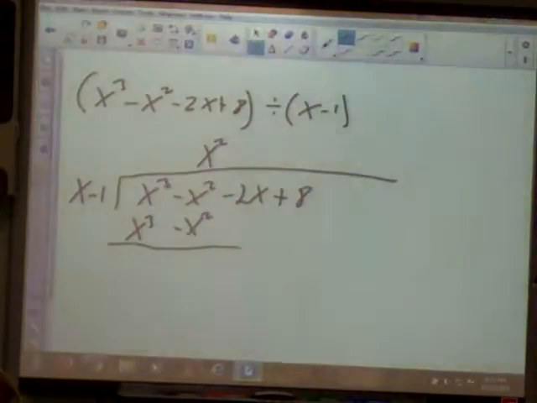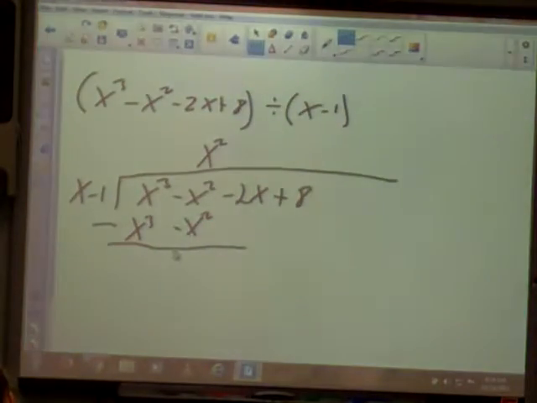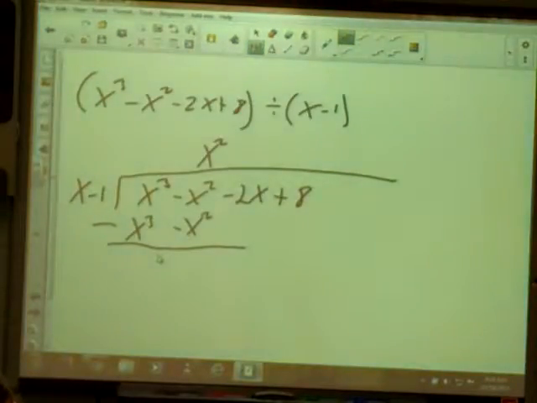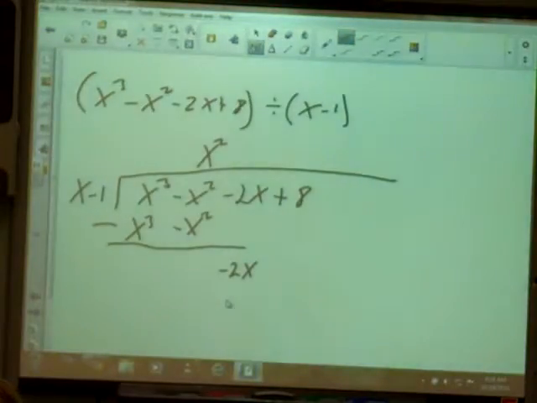Get ready to subtract. This one's cool. X cubed minus x cubed is nothing. Negative x squared minus negative x squared is also nothing. So I got nothing there. So go ahead and do what Caitlin said and drop down that negative 2x. Now, this is a weird one, but this is a case where I'm also going to go ahead and drop down the plus 8.